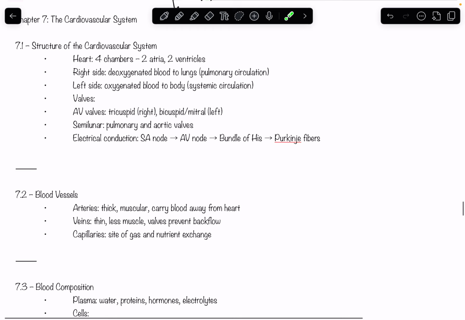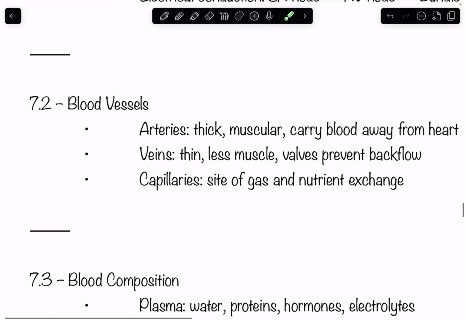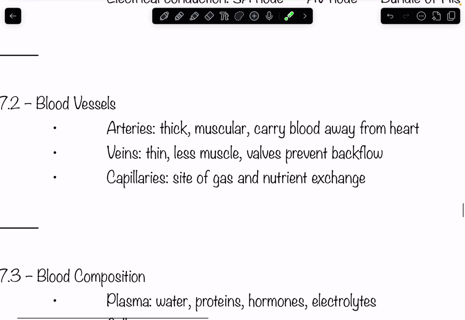Let's quickly talk about blood vessels. These are all things that are definitely good to know. Arteries are going to be thick and muscular, and they carry blood away from the heart. Veins are going to be thin with less muscle, and they carry blood to the heart.